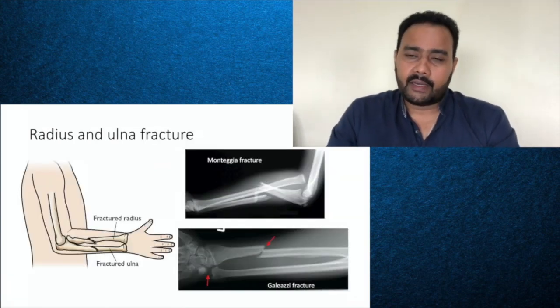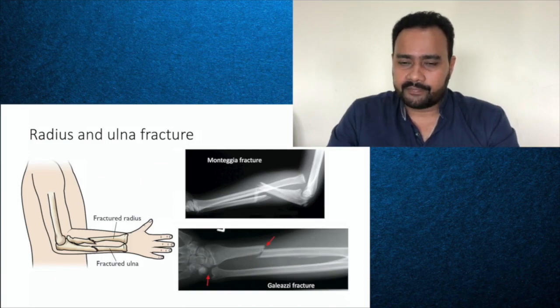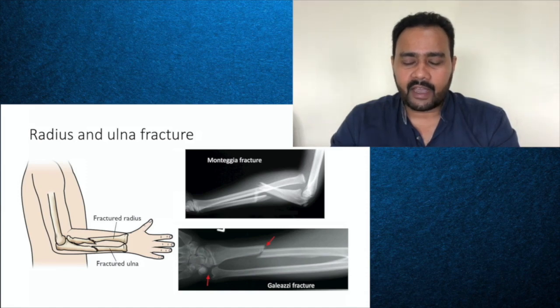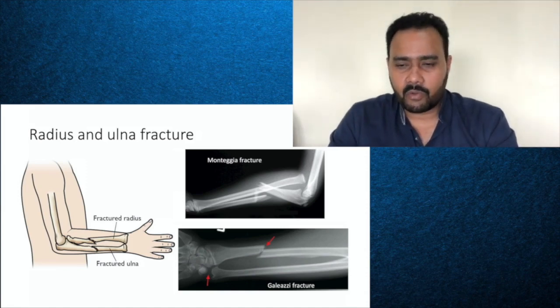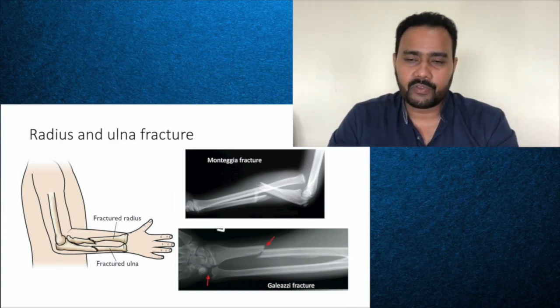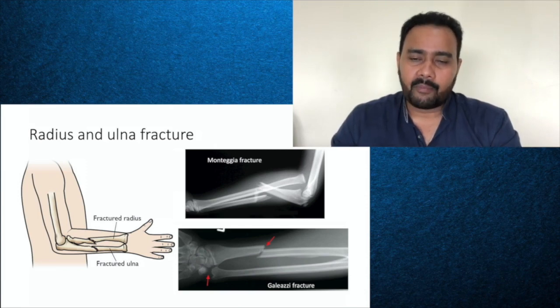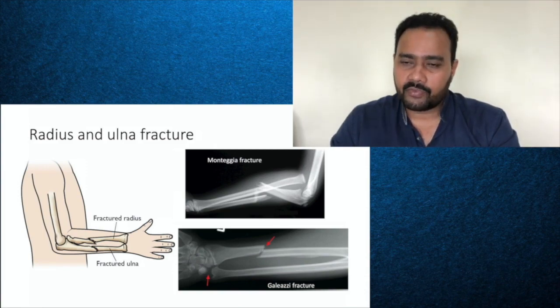You know, the radius and ulna are together. Whenever there's a fracture, usually the fractures occur together, because it's a paired bone. So whenever there's a fracture, very rarely do you get a single bone fracture. So usually both bones will be fractured. That is the usual form. But if you have a single bone fracture, then there will be a dislocation of the radio-ulnar joint as well. Otherwise, you can't have a single fracture.